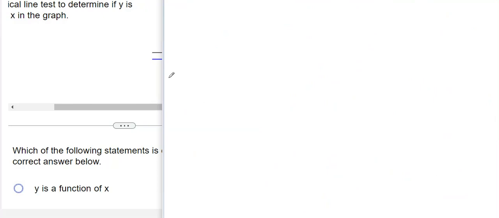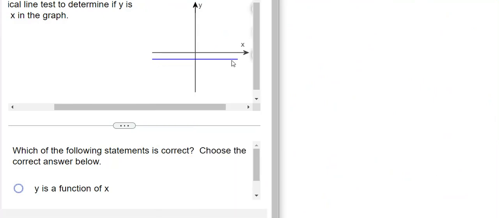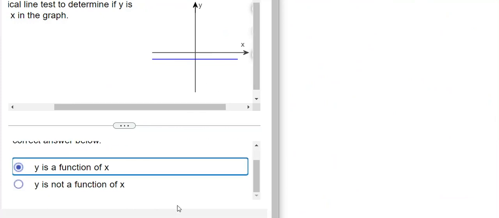So all we have to do is look at our graph. It's this blue line. If we draw vertical lines on this, it will only touch it once. Each line would only touch it once. So yes, it is a function.